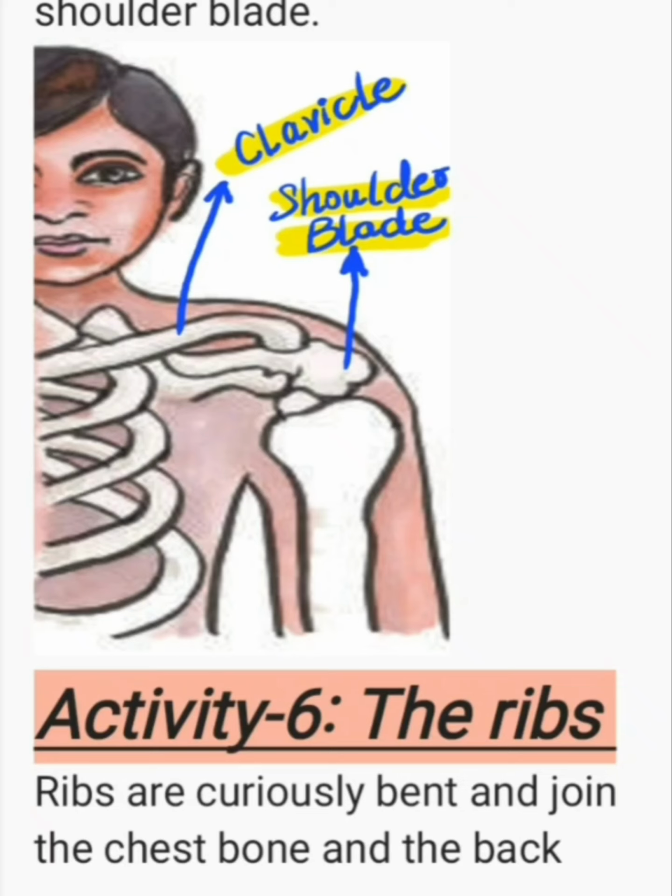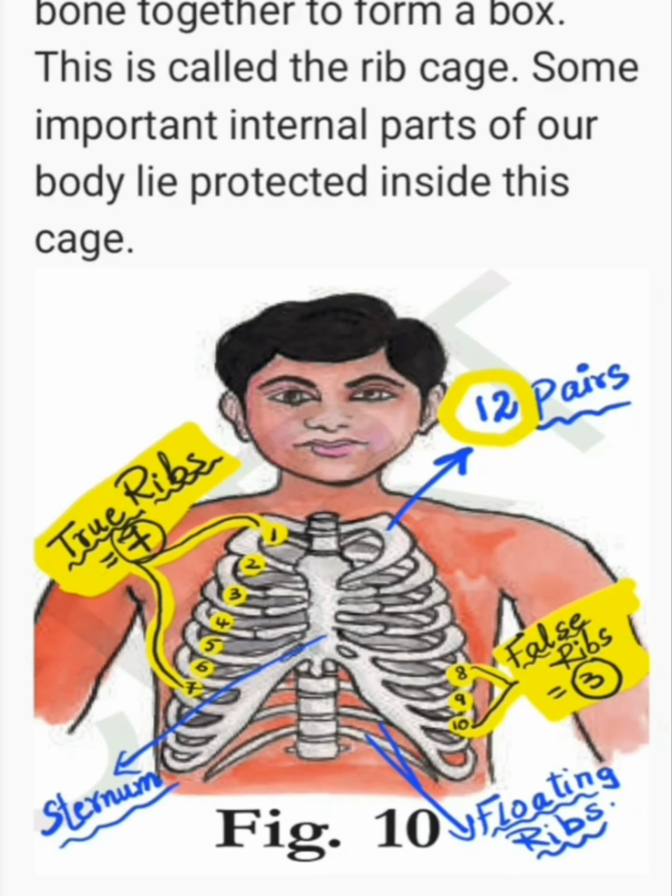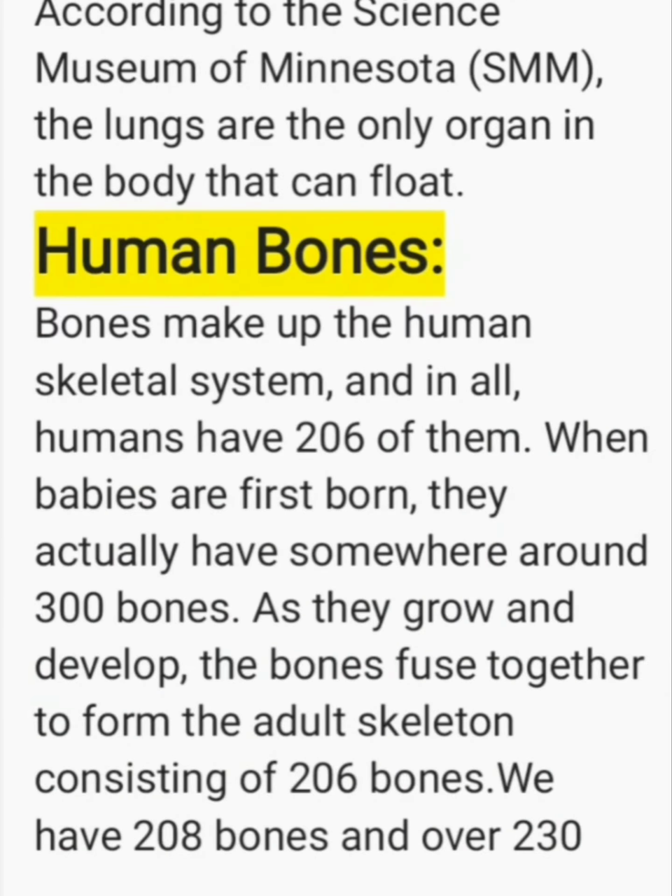Activity 6. The ribs. Ribs are curiously bent and join the chest bone and the backbone together to form a box. This is called the rib cage. Some important internal parts of our body lie protected inside this cage. According to the Science Museum of Minnesota, SMM, the lungs are the only organ in the body that can float.